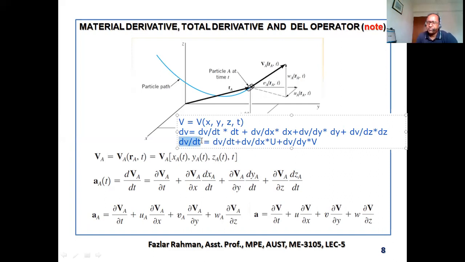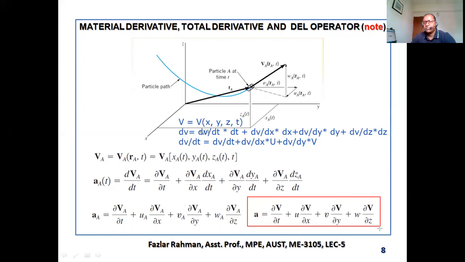So if you have a function that depends on x, y, z, three or four variables, then this way you can figure out the total derivative of that function. As you see, velocity is a function of x, y, z, and t. How can we figure out the acceleration? Acceleration is equal to the total derivative of velocity, dv by dt. By using this way, we can figure out the acceleration, and after you solve, you'll get this one.